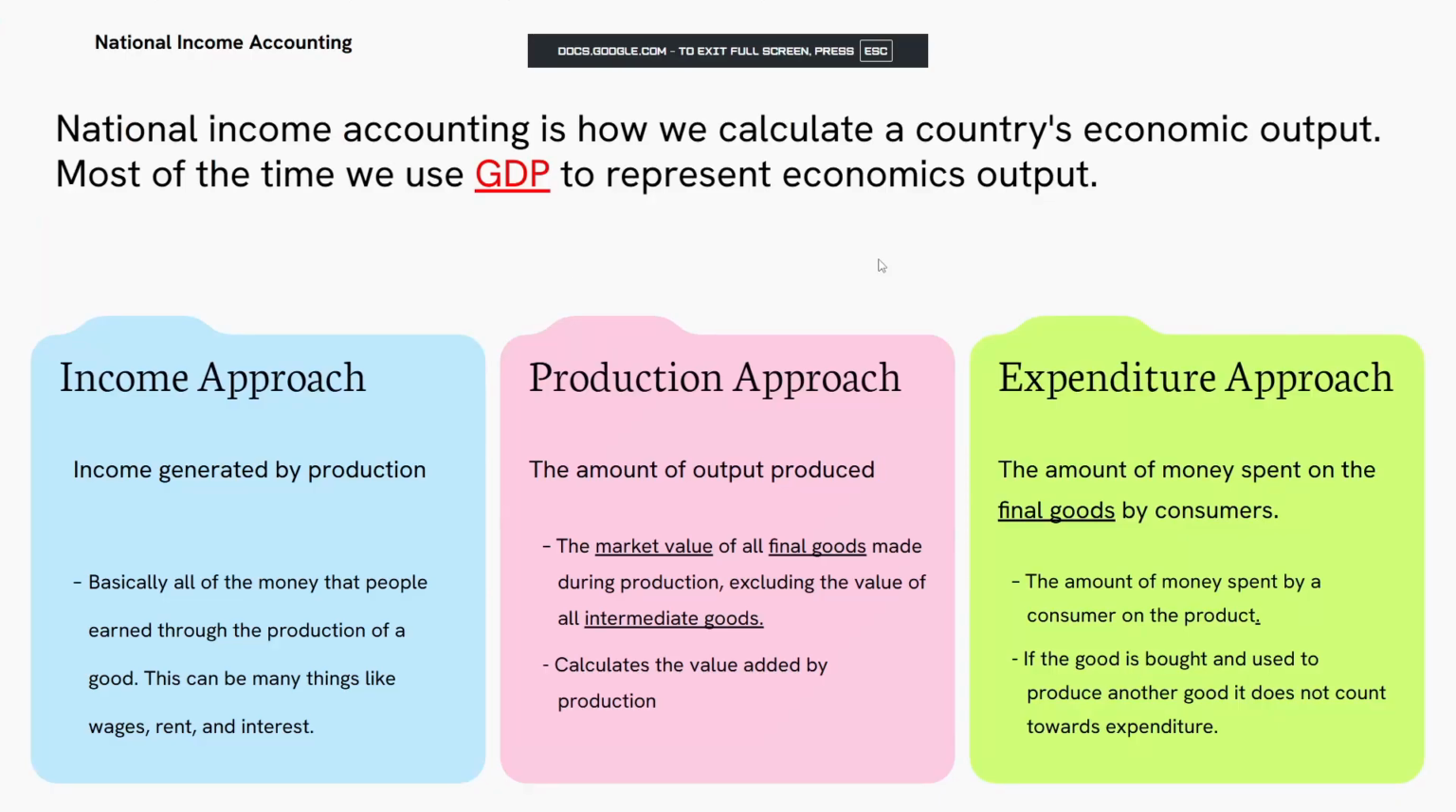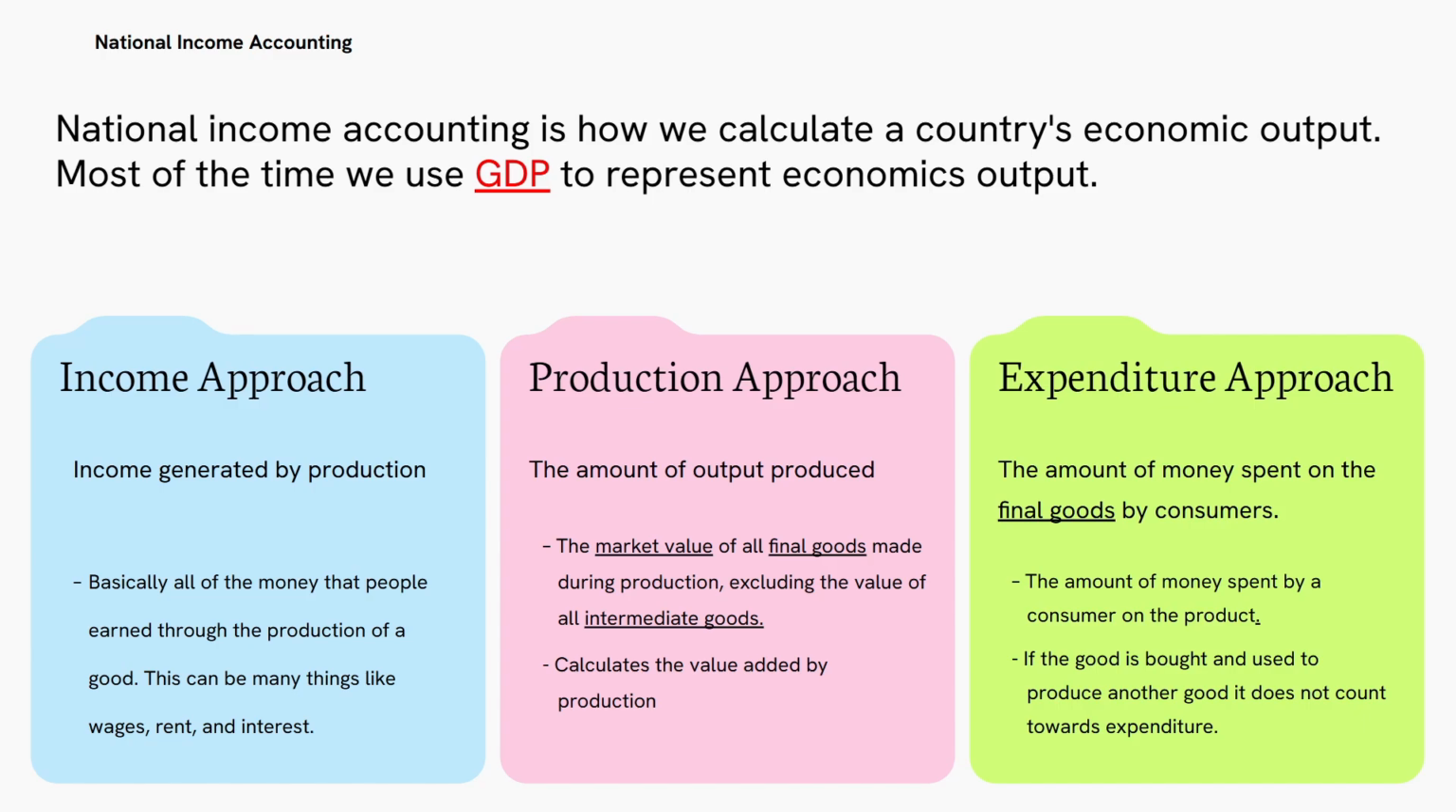So the first thing that we're going to talk about is national income accounting, which sounds scary, but in reality isn't that hard to understand. National income accounting is basically how we calculate the size of a country's economy. Most of the time we use GDP to represent this. If you've ever heard GDP, it just means the size of the country's economy. There are a few other ways to calculate the size of a country's economy that we will talk about later on in this video, but for right now, GDP is the most important for you to know.